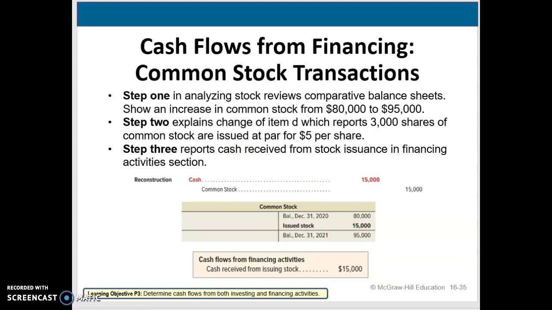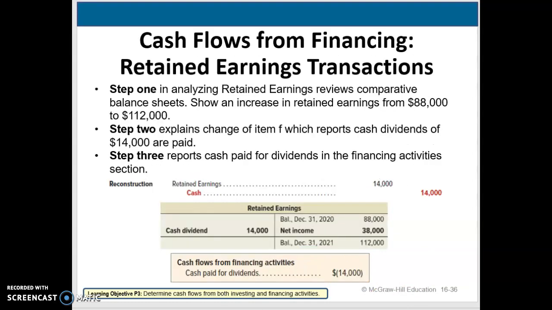Step 3 reports the cash received from the stock issuance in the financing sections. So here we saw that $15,000 change in cash. That's what we're reporting under financing. When we look at our next part, we have our retained earnings. So we had to look at the equity accounts again. So we have a declaration and payment of a cash dividend.